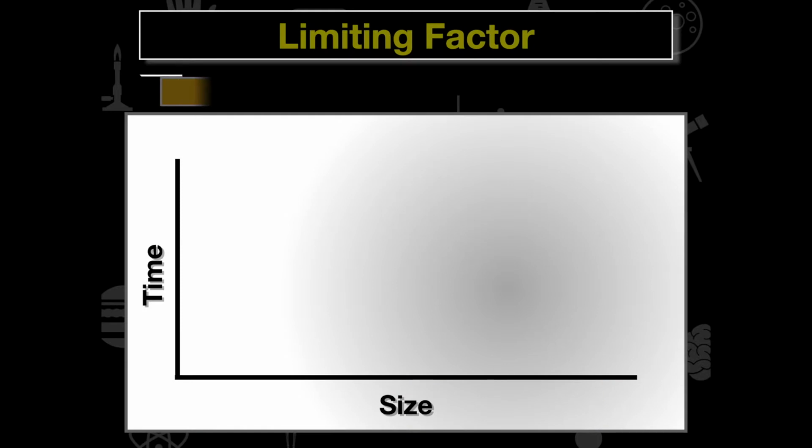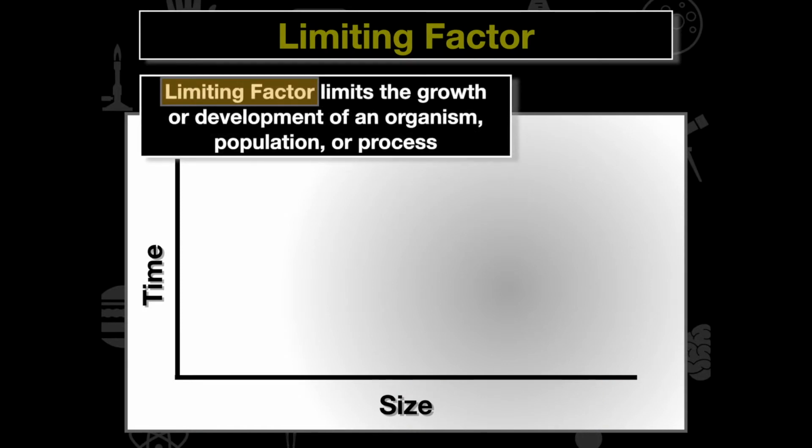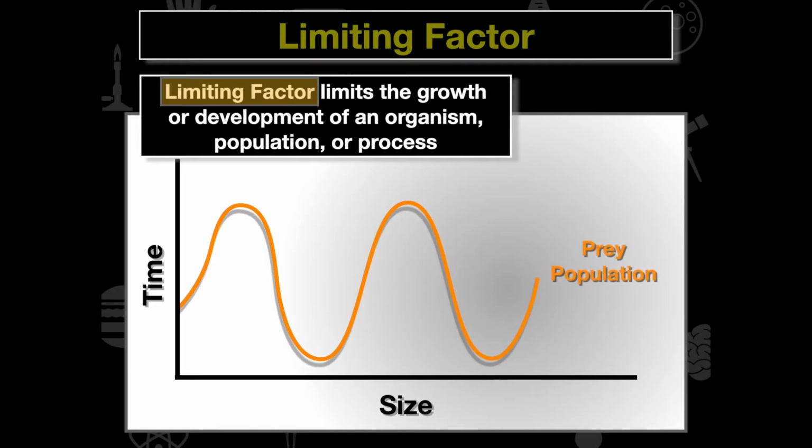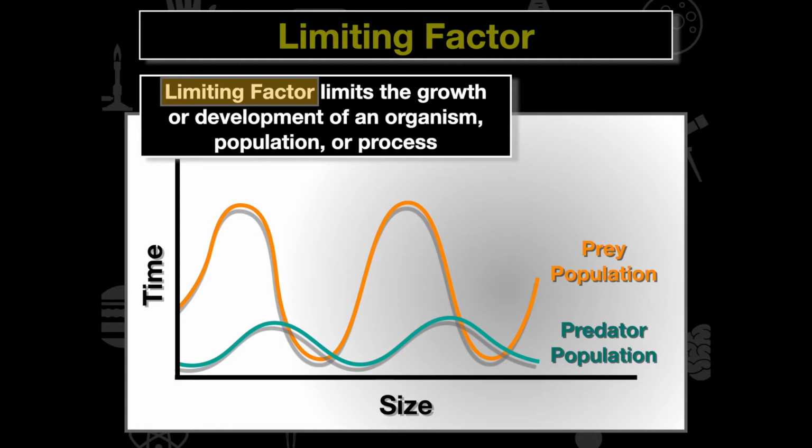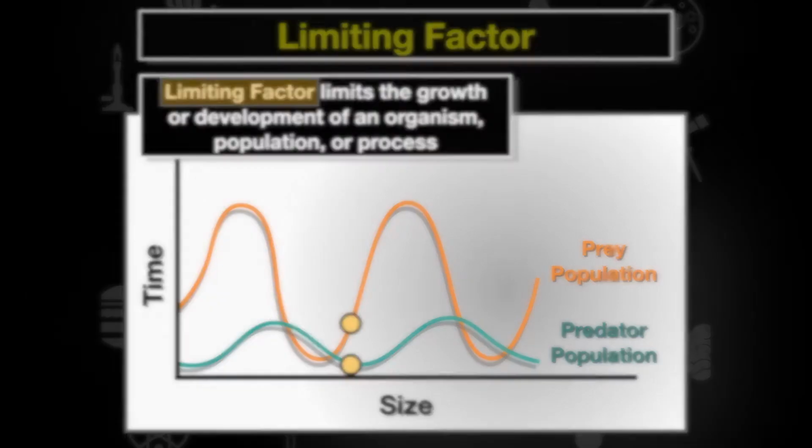Now, before we jump into this, we want to review our limiting factor. A limiting factor limits the growth or development of an organism, population, or process. So if we have our prey and our predator population, remember they are interlaced and interconnected here. As our prey population increases, we're also going to see an increase in our predator population. They're going to follow each other. And subsequently, if we see a decrease in our prey population, the predator population will follow.